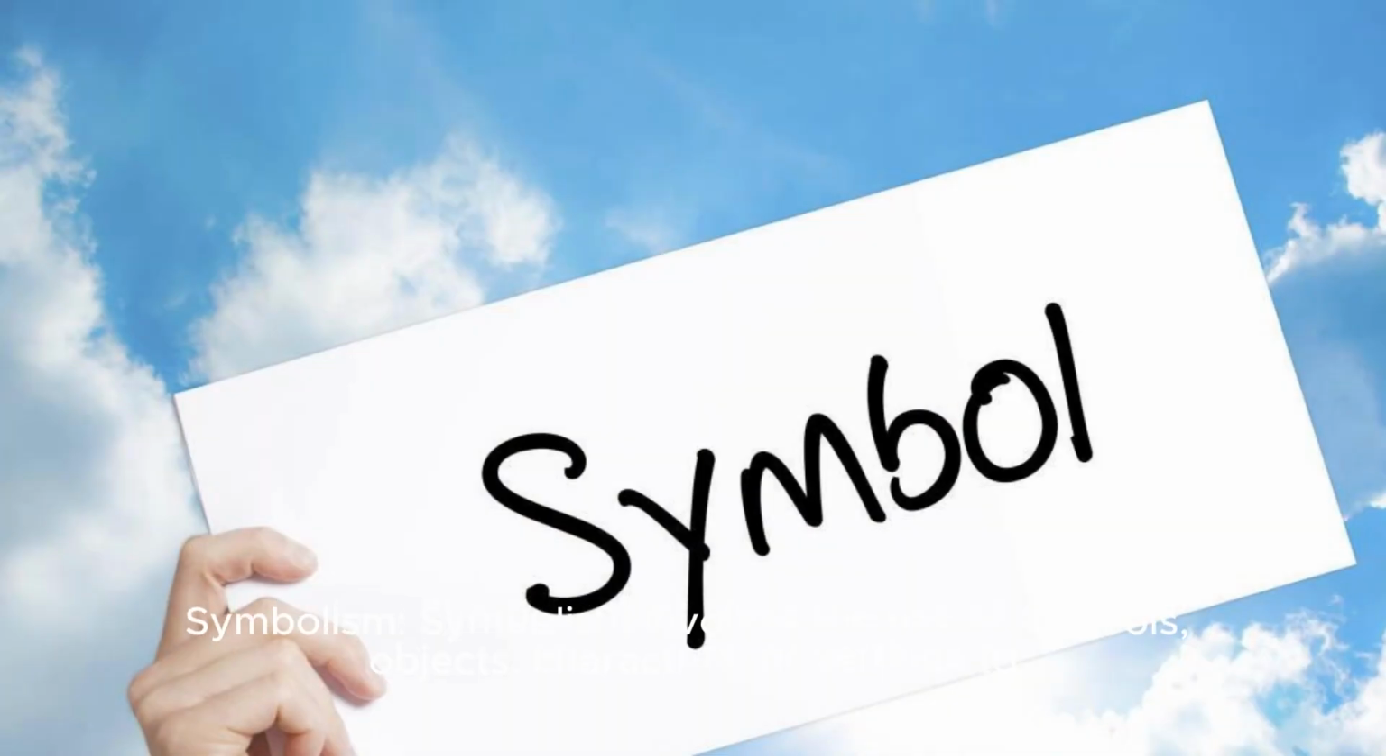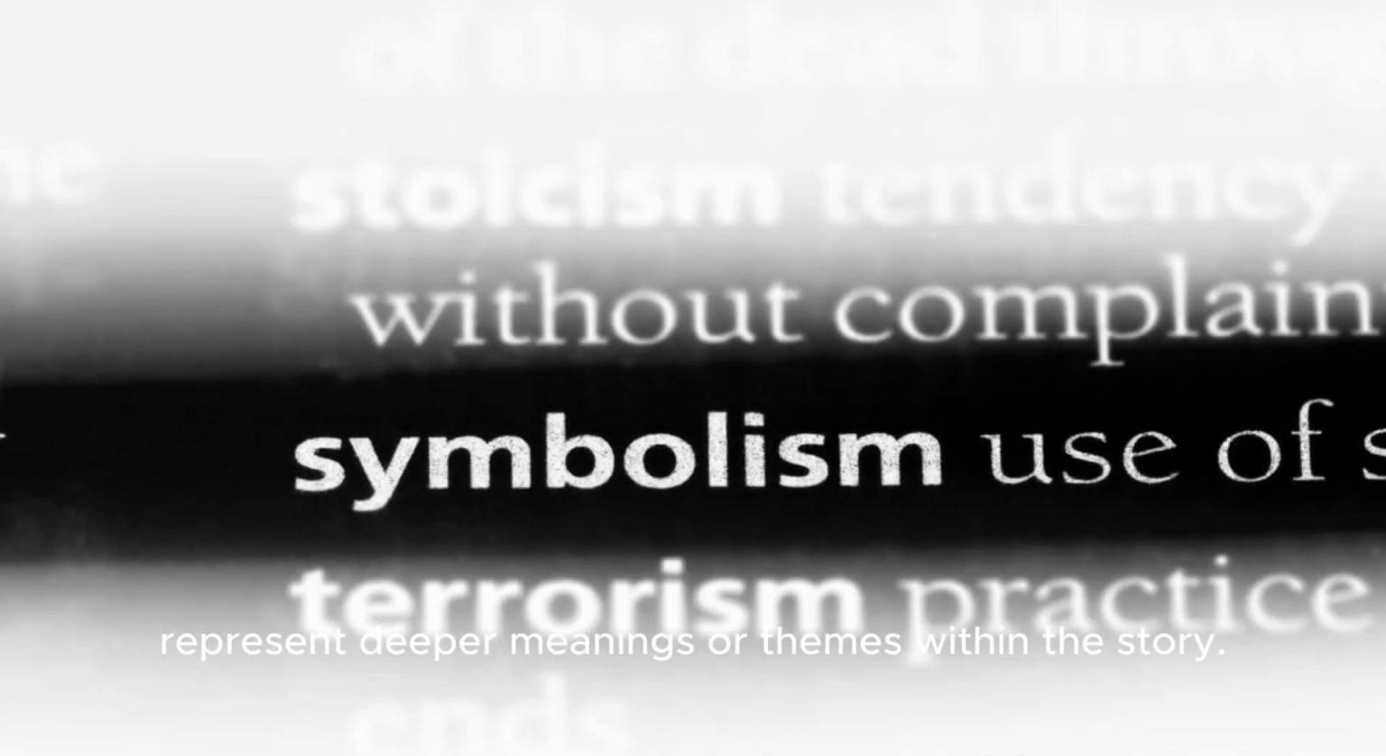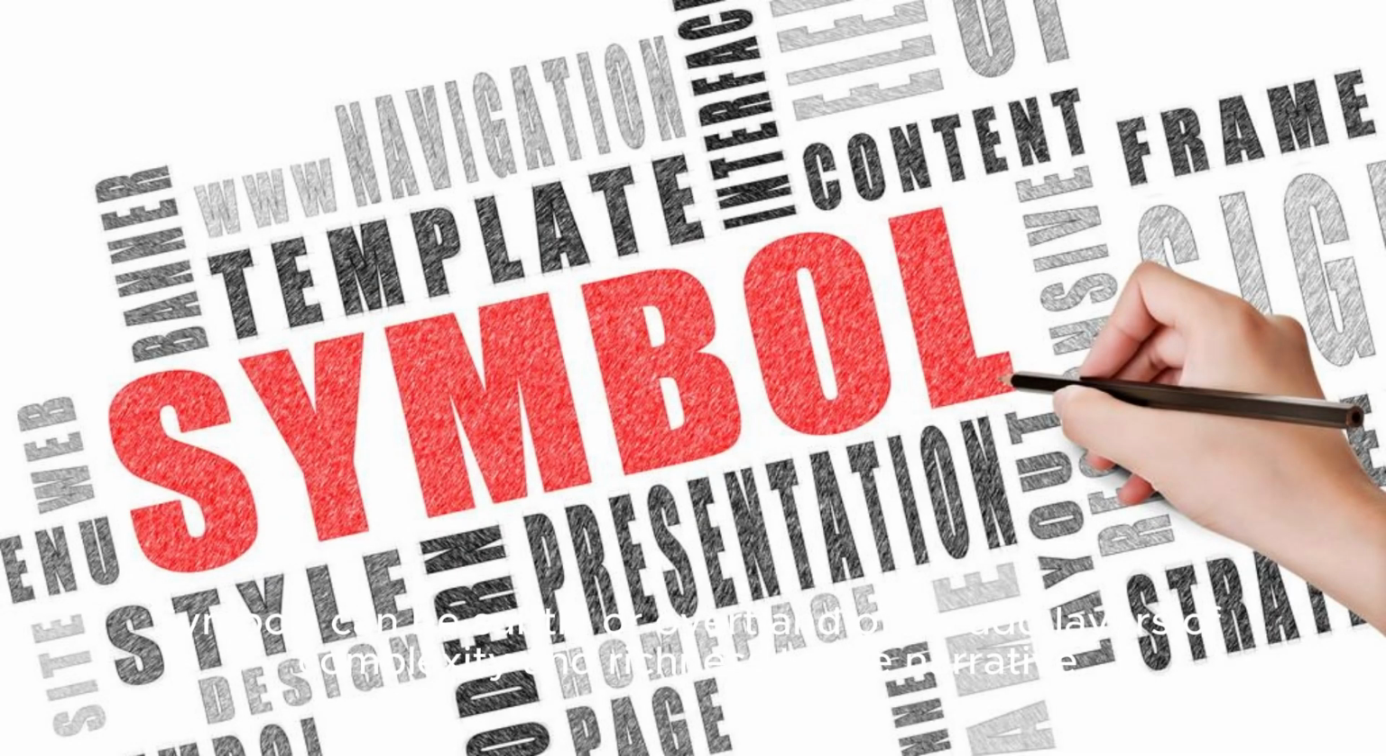Symbolism. Symbolism involves the use of symbols, objects, characters, or settings to represent deeper meanings or themes within the story. Symbols can be subtle or overt, and often add layers of complexity and richness to the narrative.